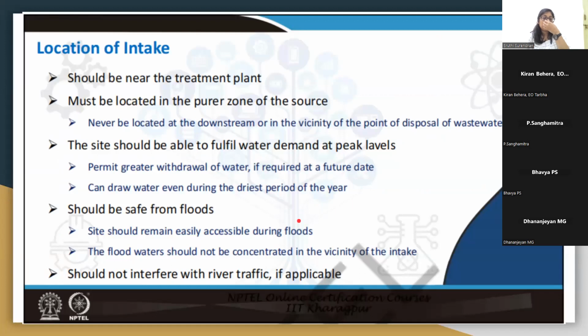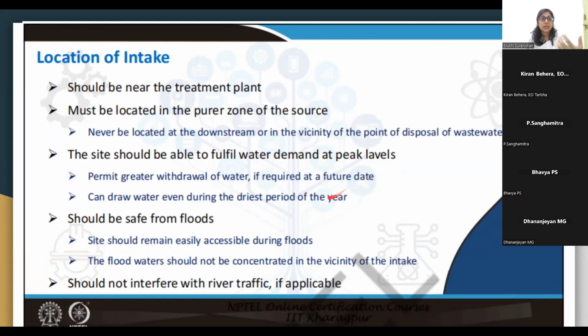These are the criteria to be taken care of when we talk about the location of an intake structure. It should be near to the treatment plant. Moreover, it should not be located at the downstream of disposal, because if it is located at the downstream of wastewater, then it is going to be polluted. It should also meet the water demand during flood periods as well as during dry spells or drought conditions, and it has to be accessible in both conditions.